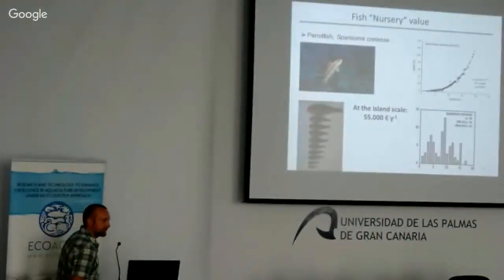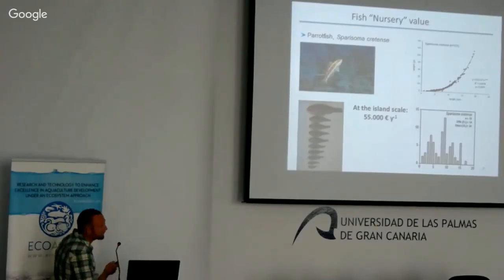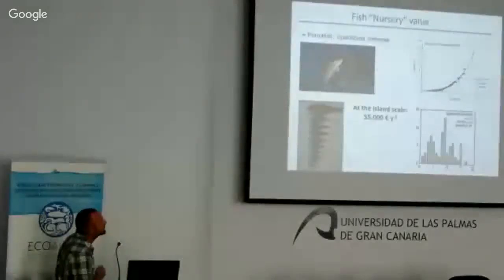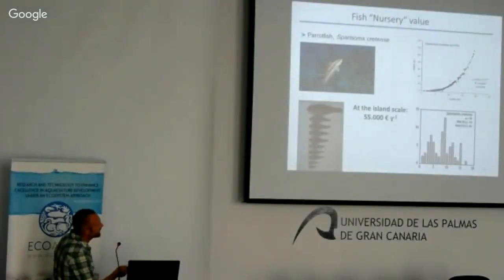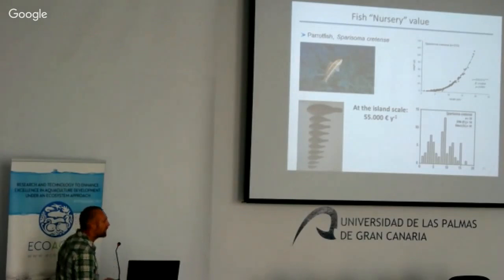I'm going to give you some examples of some studies that we have done in the past. Let's take as an example the parrotfish, Sparisoma cretense, which, as you may know, is an icon of our Canary Island cuisine. By taking advantage of our monitoring program, where we can estimate the abundances and the biomasses of the parrotfish, by using the size frequency distribution and the allometric relationship, there are a collection of formulas and algorithms that are going to provide measures of production per area and per unit of time.